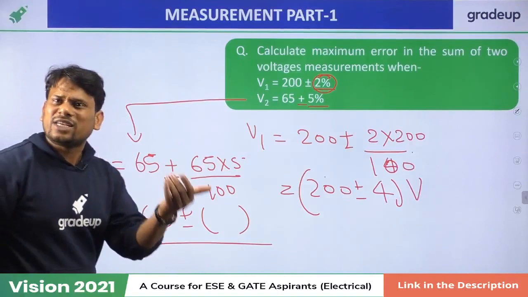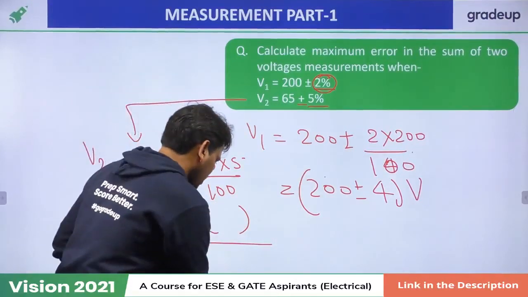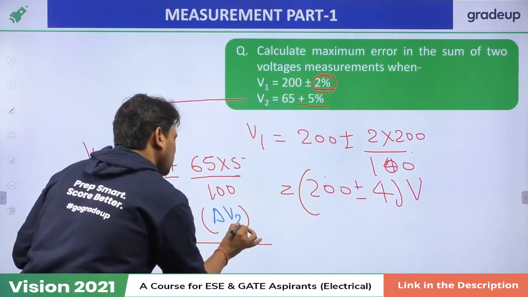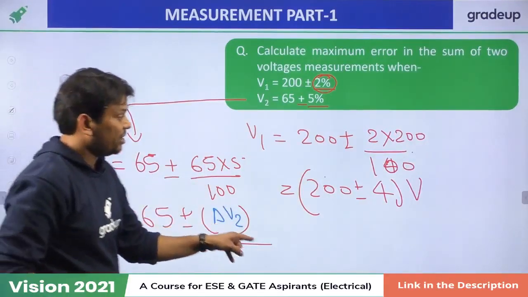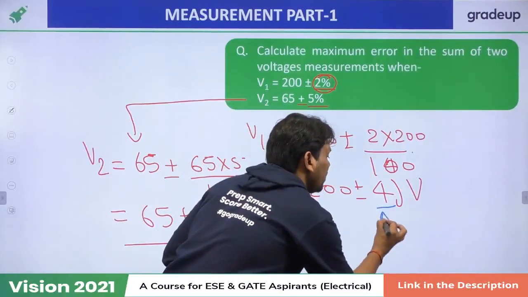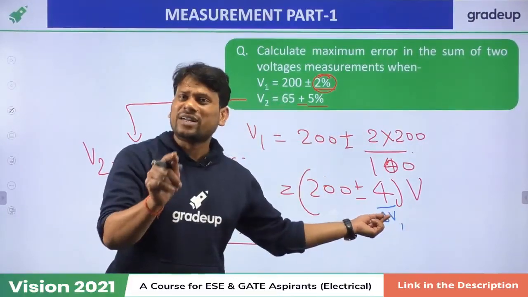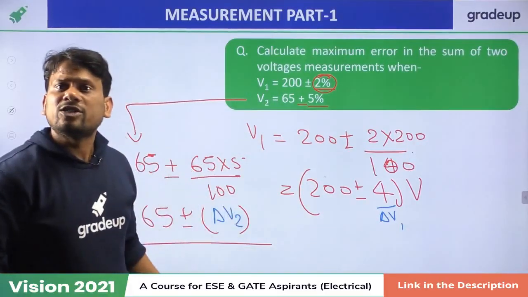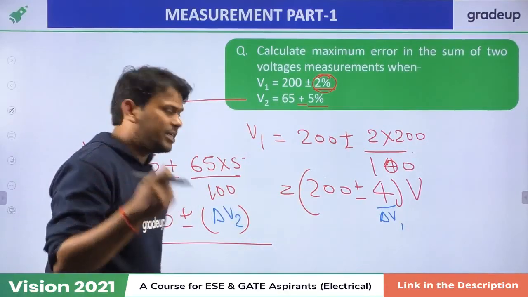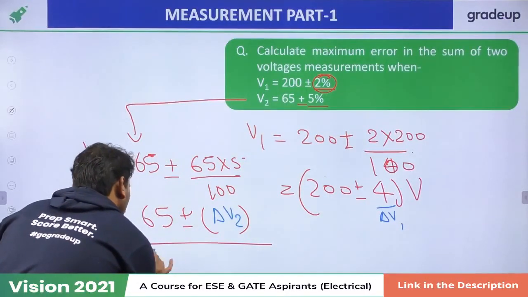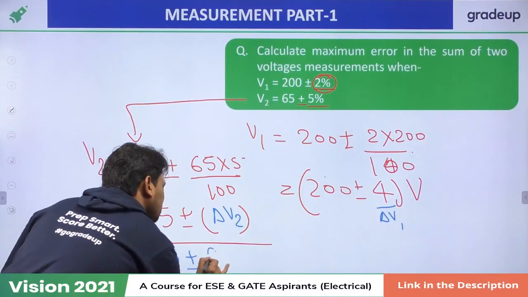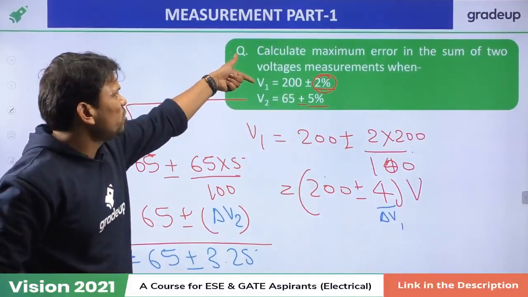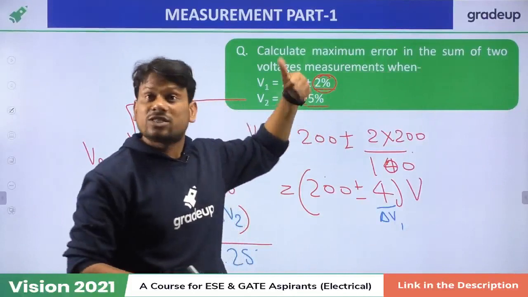Let us assume this value is coming, suppose some del V2, absolute error, and this is del V1 absolute error, not a relative error. Please mind it, not a relative error. Vishal is replying it is 3.25. So I'm going to write here, my dear friend, 65 plus minus 3.25. So we have to add both values, calculate maximum error in the sum.